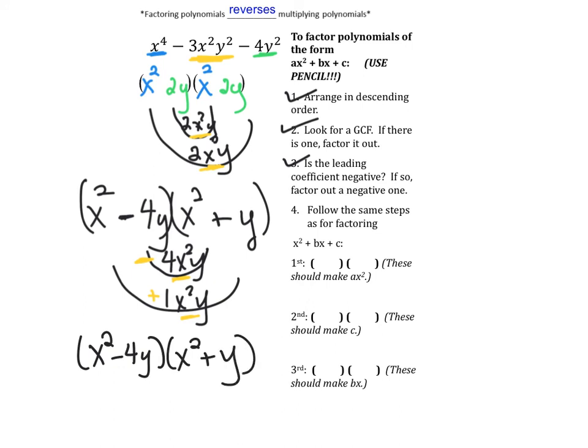I definitely cannot factor anymore. x squared minus 4y is not a difference of squares because my y is not squared. Therefore, this is the final answer. Wasn't too bad, but when we looked at it and saw all those x's and all those y's, it could be nerve-wracking. Alrighty.